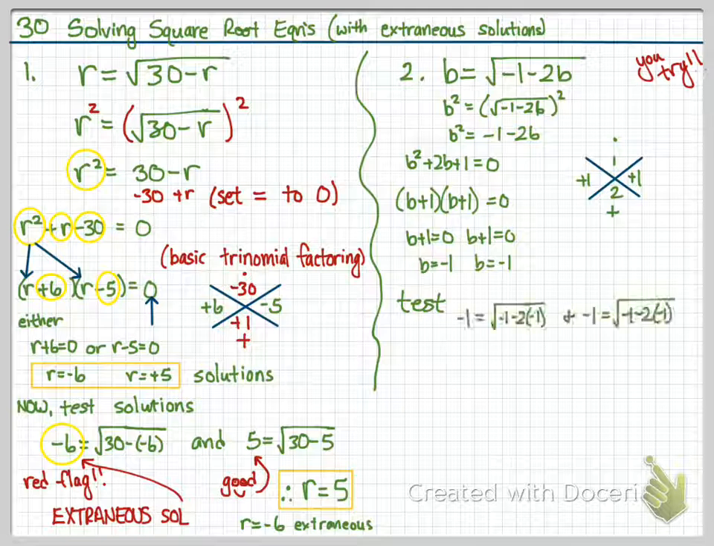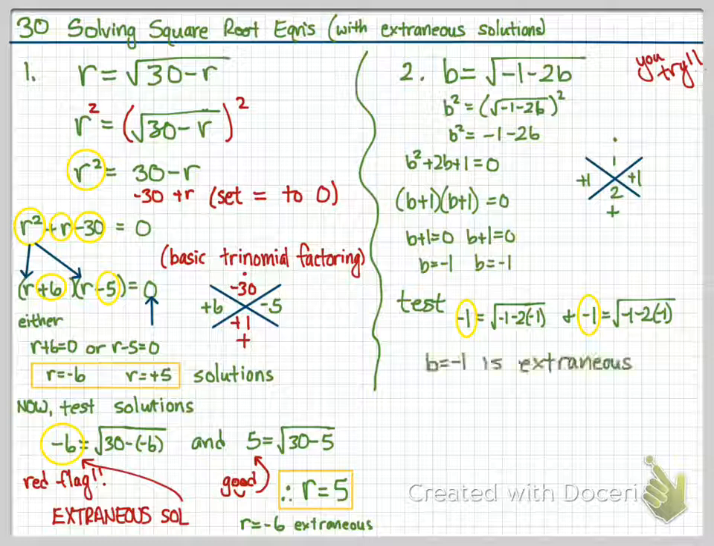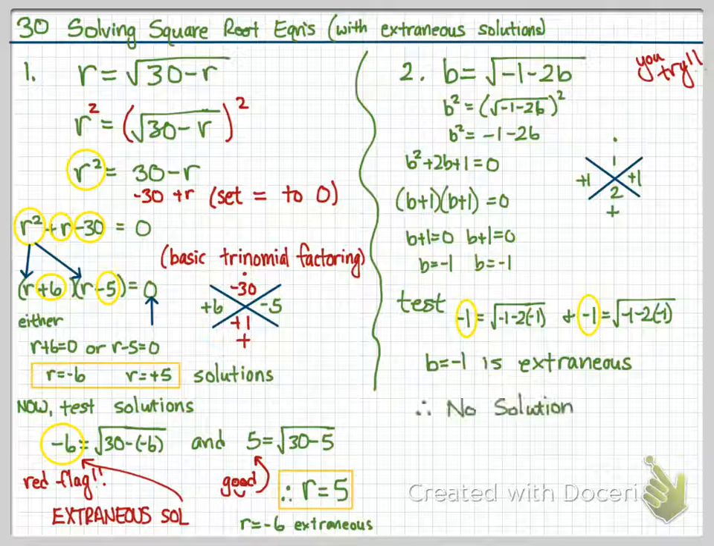But we test it out. Plug both of them into the equation, and look, both of them are negative, but you're square rooting the equation. So b equals negative 1 is extraneous. But there are no other choices, so therefore there are no solutions to this problem.